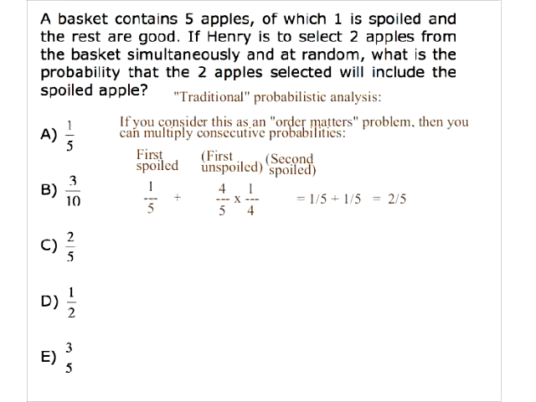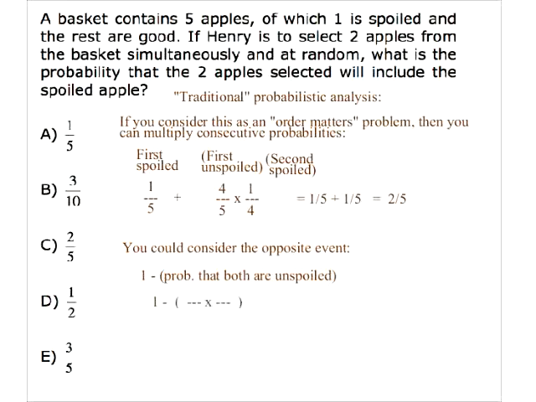Yeah, what someone just wrote in the window. So you could do 1 minus the probability that both are unspoiled. So that's 1 minus unspoiled first time and unspoiled second time. So 4 out of 5 are unspoiled, and then there's still 3 out of 4 that are unspoiled. So that's 1 minus 3/5.